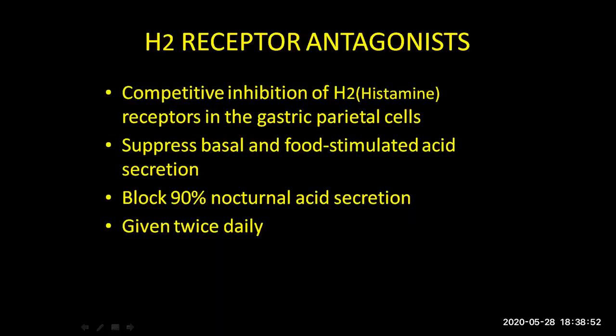So coming to the first group of drugs, H2 receptor antagonists or H2 antihistaminics. As we already saw in the picture, there is competitive inhibition of the H2 histamine receptors in the gastric parietal cells, thereby suppressing the basal and food stimulated acid secretion. So both the basal and food stimulated acid secretions are suppressed, thereby it is very effective in preventing or curing the peptic ulcer. It blocks 90% of nocturnal acid secretion, and it is given usually twice daily.